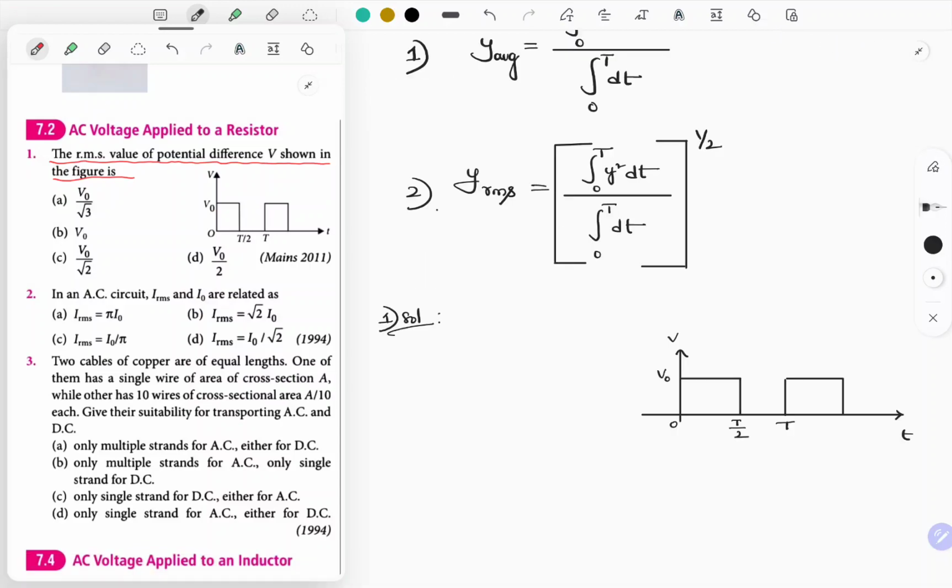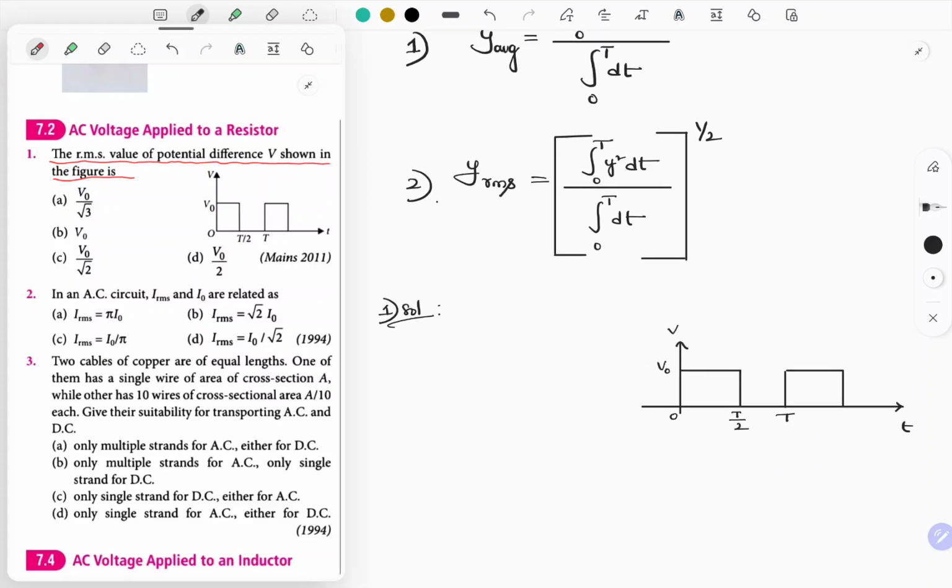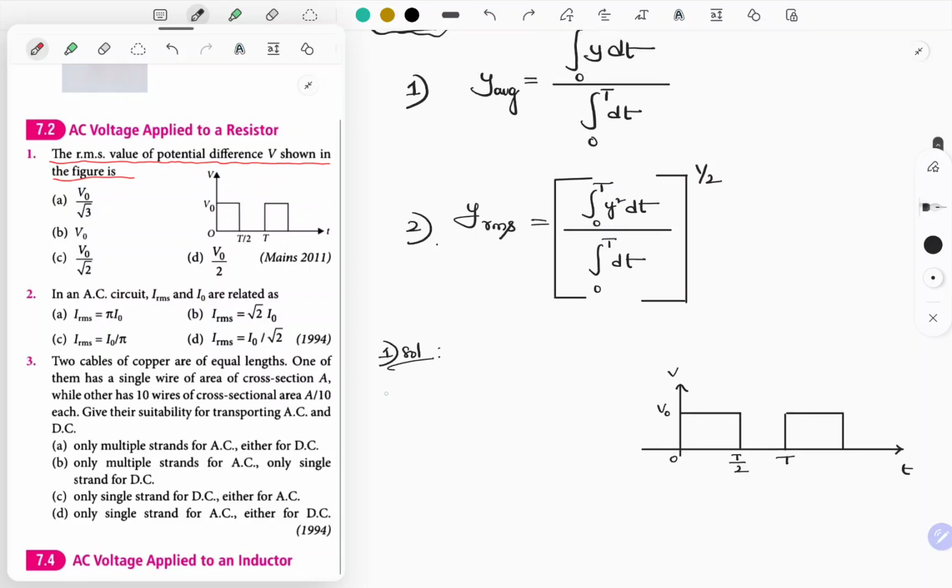So this is the graph that they have given. Our RMS value we have to find out for one complete time period. You can observe these limits, it's 0 to T. So let's talk about them. What is the value of potential from 0 to T by 2 and from T by 2 to T? That's what we have to answer.